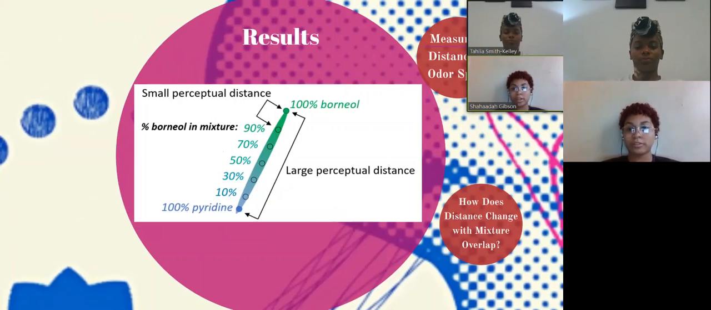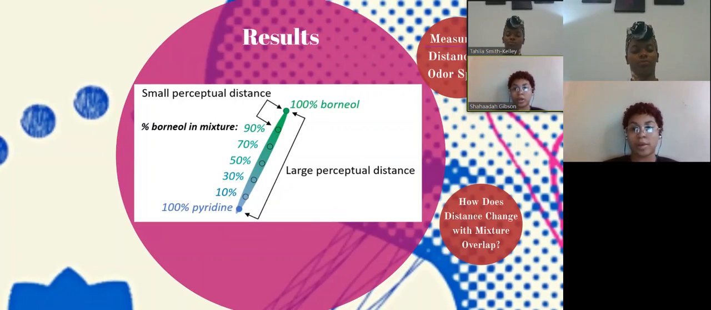Okay, so in our results, we are comparing two compounds and their mixtures by distance. The compounds are brenniol and pyridine. We should see a small perceptual distance between the mixture and its most dominant compound because they're similar. And we should see a larger perceptual difference between the two single compounds because they are dissimilar.